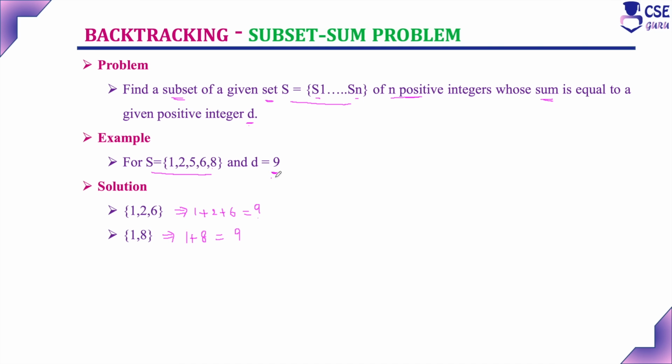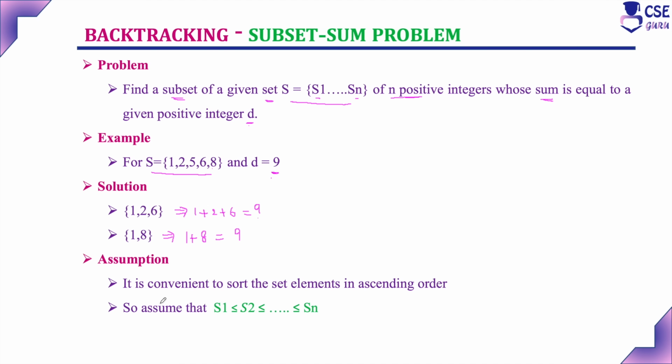And this problem we are going to implement using the backtracking technique. Here we need to consider two assumptions. It is convenient to sort the set of elements in ascending order, so it is easy to find the sum. So assume that S1 is less than or equal to S2, S2 is less than or equal to S3, up to Sn. That means the set should be in ascending order.